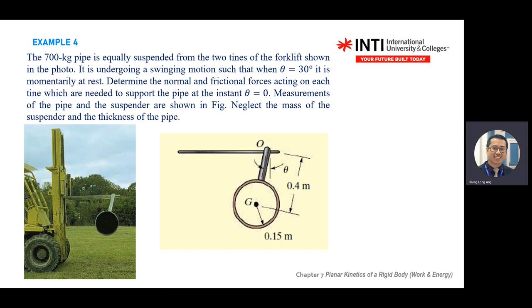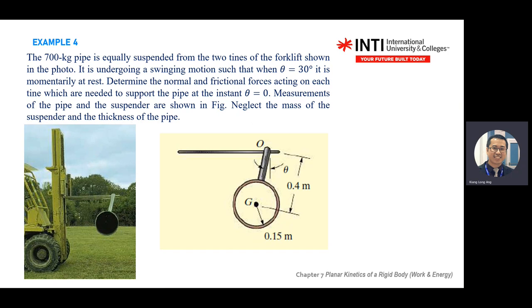Okay, let's look at one of the civil questions. All right, so you have a vehicle that lifts off a pipe, and this pipe is 700 kilograms, suspended on 2 tines of a forklift, and it undergoes a swinging motion. So it's like you are lifting this pipe, and then maybe with certain movement the pipe will shake like that.